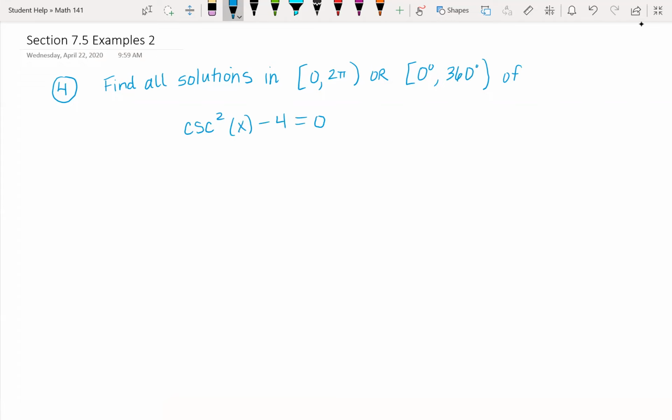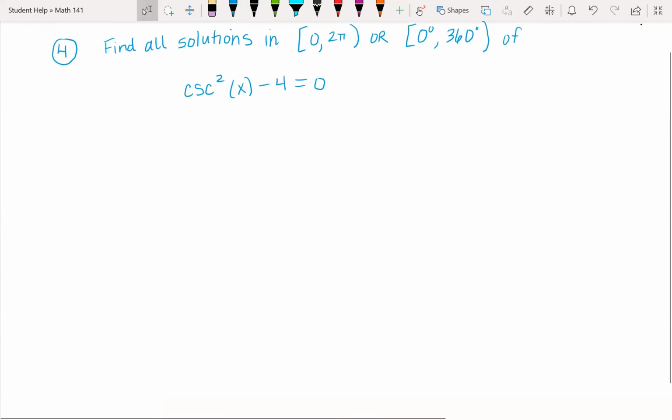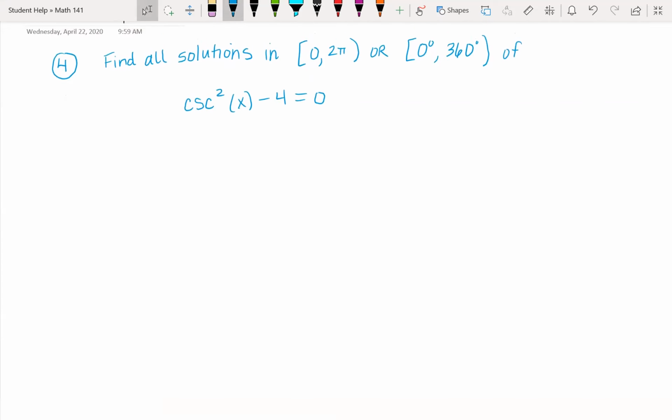Now, in the last set of examples, we were looking for all solutions, and so we were adding these iterations of 2 pi or 360 degrees. In these cases, we're only going to find the answers that are in the ranges that are given. So let's start by moving that 4 to the other side. And then we'll take the square root of both sides.